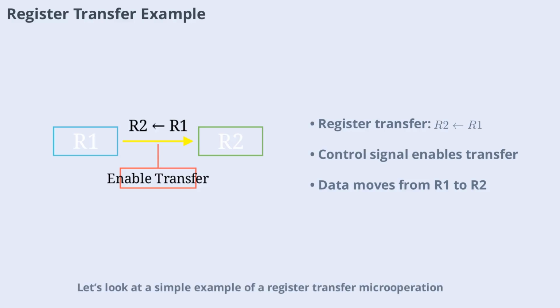Let's look at a simple example of a register transfer microoperation. Suppose we want to copy the contents of register R1 to register R2. This operation is written as R2 ← R1. The CPU uses control signals to enable the transfer, ensuring that the data in R1 is accurately copied to R2. This basic operation is used repeatedly in more complex instructions and is fundamental to CPU operation.